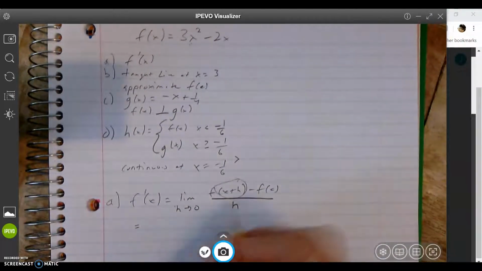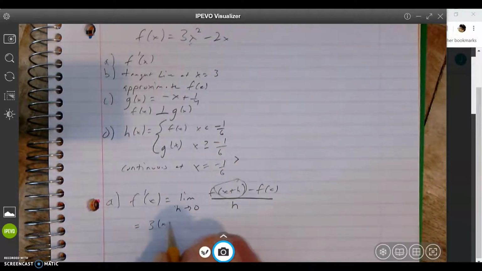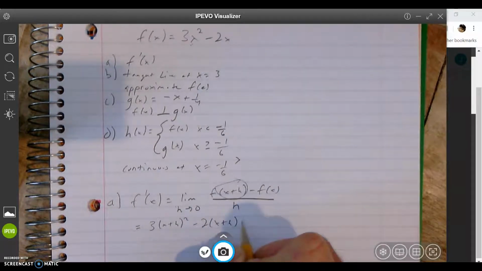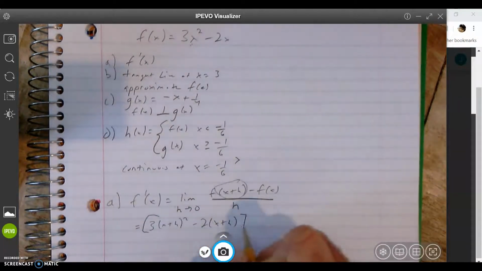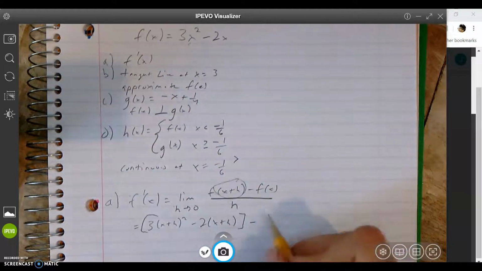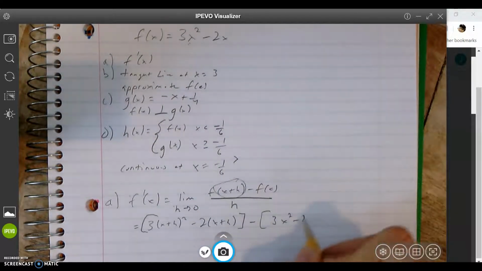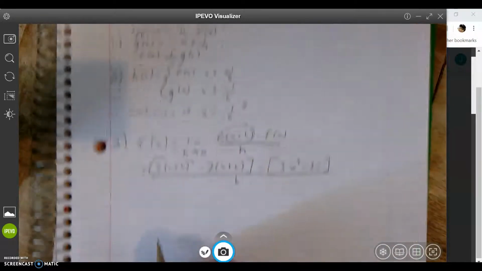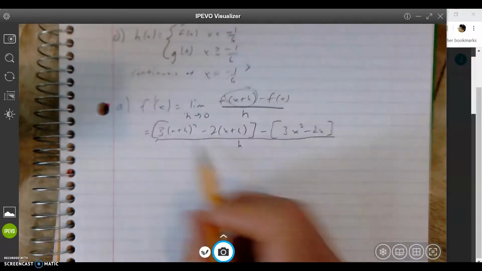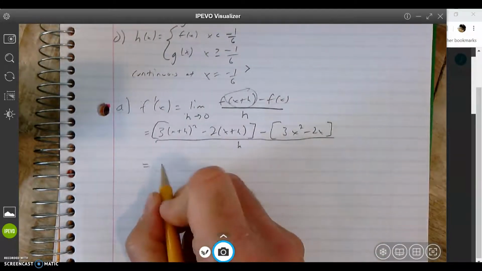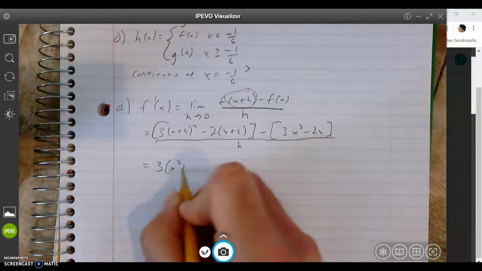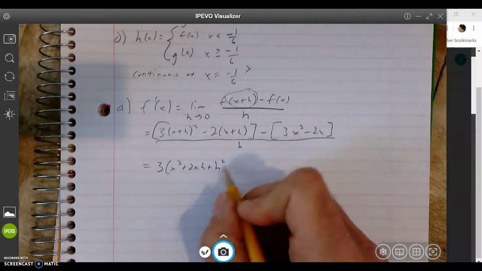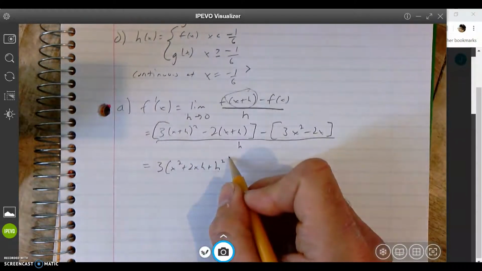So equals 3(x plus h) squared minus 2(x plus h), bam, bracket that thing, minus, and then just f of x, same thing, 3x squared minus 2x. Copy that down because that's what f of x is, over h. Cool. Alright, so (x plus h) squared, you box it up, and you get x squared plus 2xh plus h squared. I remember this from the other lesson, so I can just memorize that, bam, put it like that.